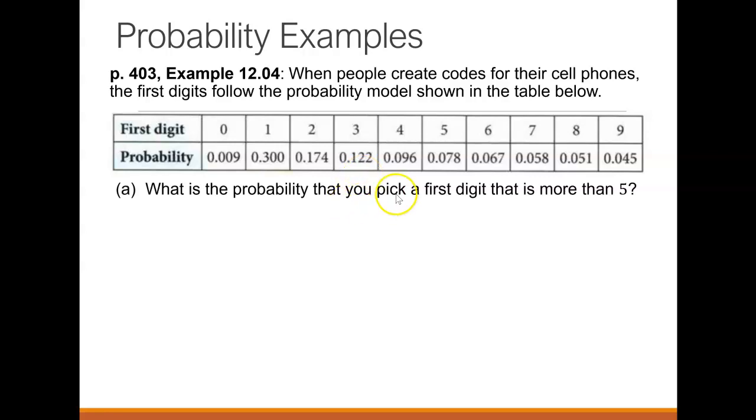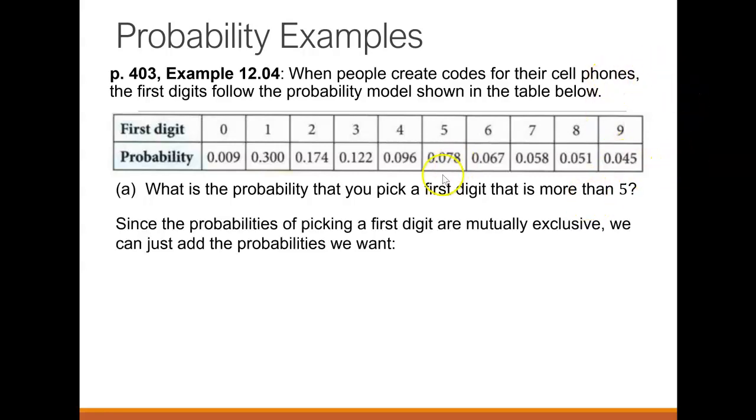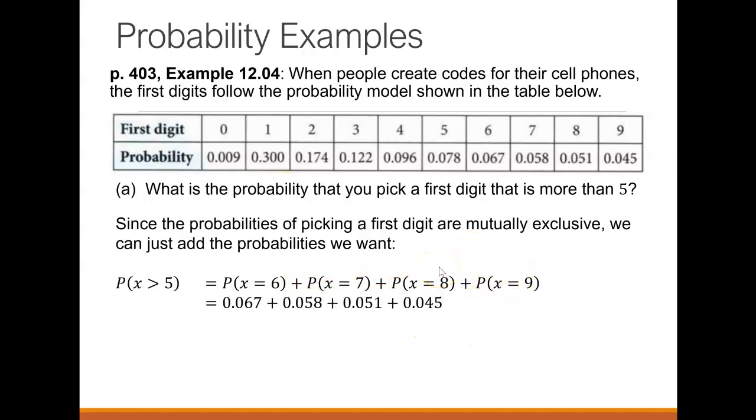What is the probability you pick a first digit that is more than 5? So what are the first digits that are more than 5? 6, 7, 8, 9. So to find the probability you got a 6, a 7, an 8, or a 9, we add up those four probabilities, right? So the probability that x is greater than 5 is just the probability that it's 6, plus the probability it's 7, plus the probability it's 8, plus the probability it's 9. If I add those all up, I get 0.221. Does that feel okay? Not super difficult.